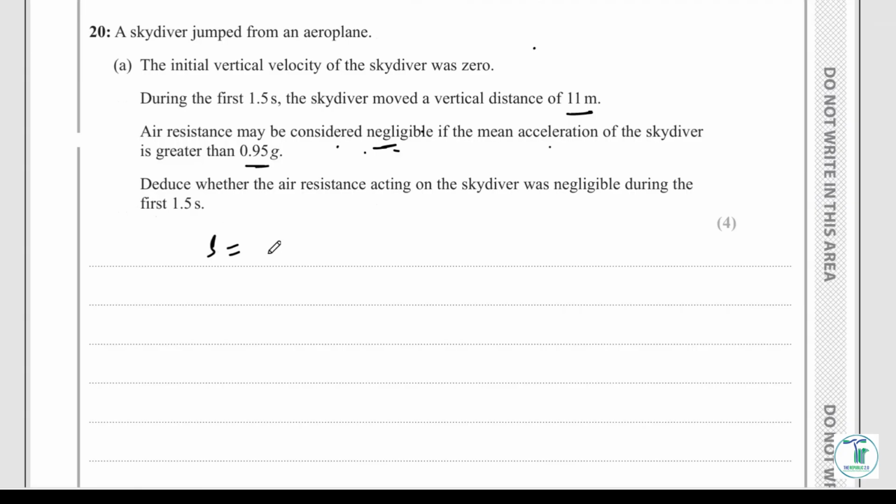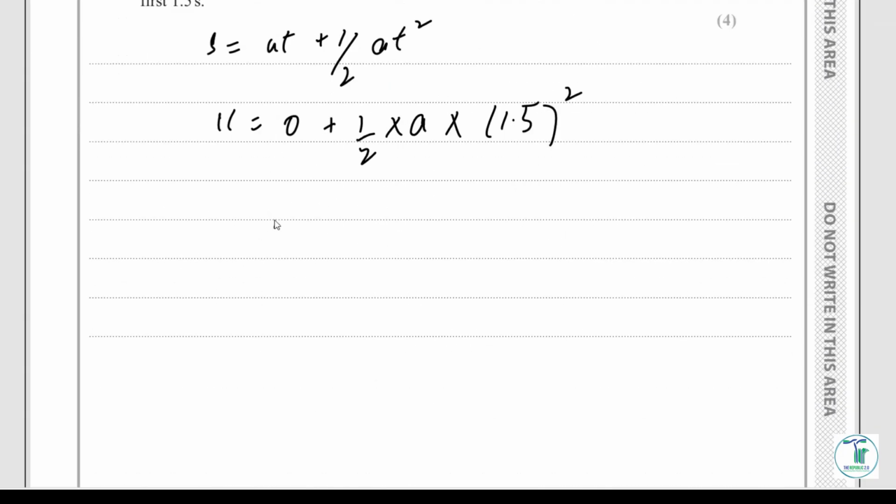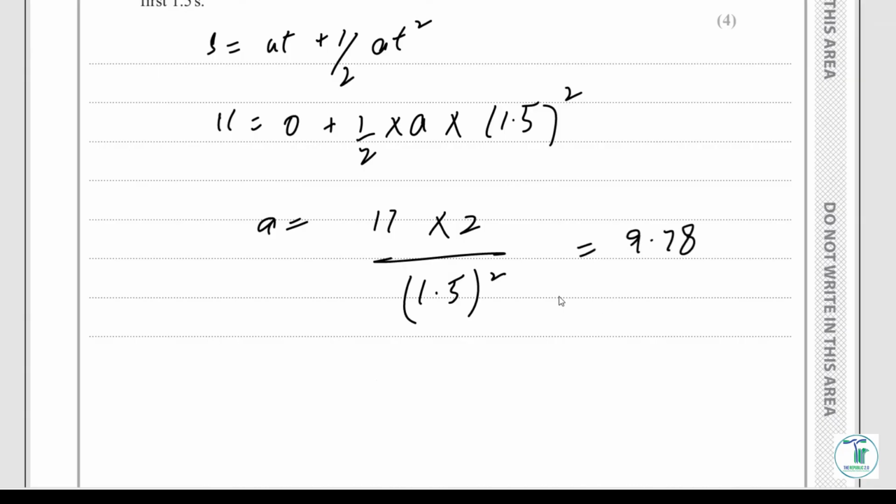So I'm just going to use s = ut + ½at². Everybody knows that s comes out to be 11. Initial velocity should have been 0, so 0 times t has to be 0. Then ½, I'm calculating the acceleration, and time is 1.5 squared. So by working out the acceleration from here, it comes out to be 11 times 2 divided by 1.5 squared. And when you sort this out, it comes out to be 9.78.